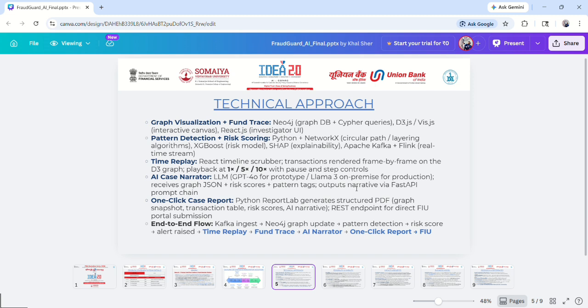Next, we have time replay. It allows the investigator to replay the transactions in the form of a video. How does it work? It shows the step-by-step movement of money over time, and it also gives a speed control functionality. It pauses and inspects any movement of the fraud. You can watch the fraud happen step by step.